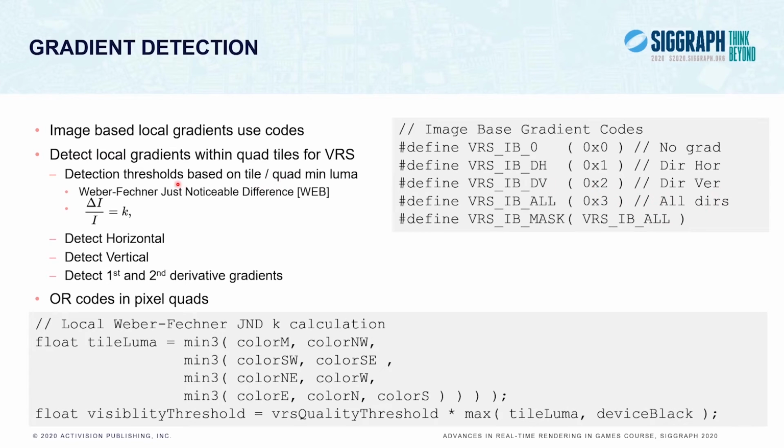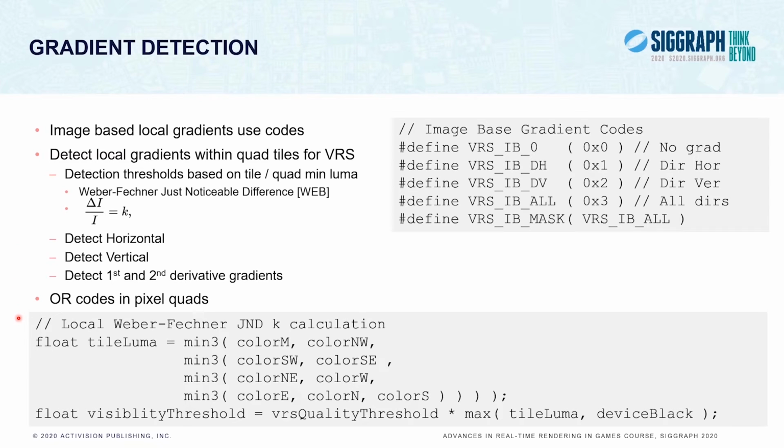directions. When we're detecting local gradients within quantiles for VRS, we need to get some kind of threshold when the actual difference in the quad happens. For that, we're using the Weber-Fechner just noticeable difference law. It's basically a perceptual law that tells us what kind of stimulus we need with given environment to make it just barely noticeable. We use this law to detect horizontal and vertical differences, and we use that to detect the first and second derivative of those aforementioned gradients. And finally, we want to OR all those codes in pixel quads. So we calculate it per pixel, and then we OR that within pixel quads.